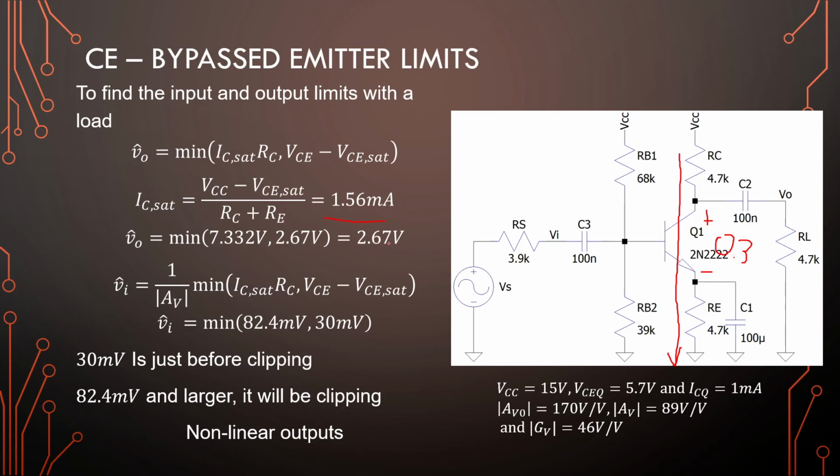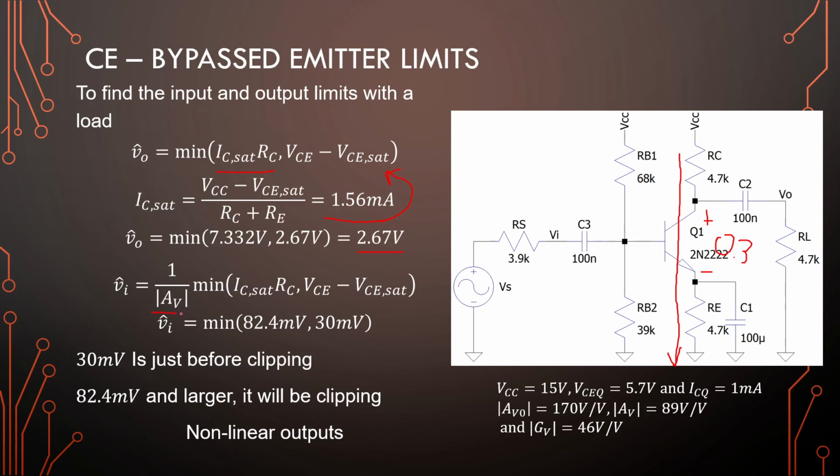Right, and now we just do the whole rigmarole again that we did with the previous problem. Determine the new VCE and the new ICRC using the saturation current, and that's now 7.332 volts and 2.67, and we take the minimum. At this point the minimum is dependent on the transistor, where in the previous one it was determined by ICRC.